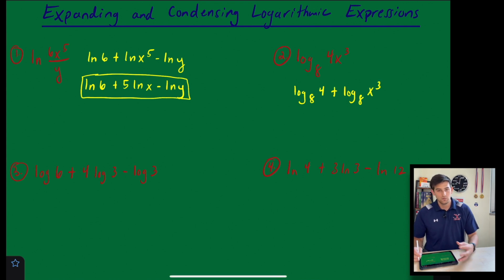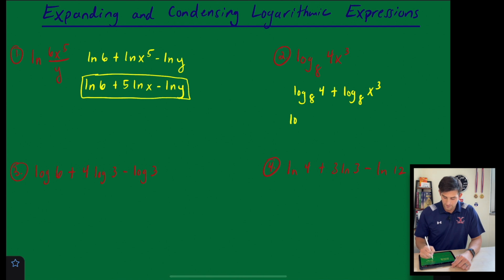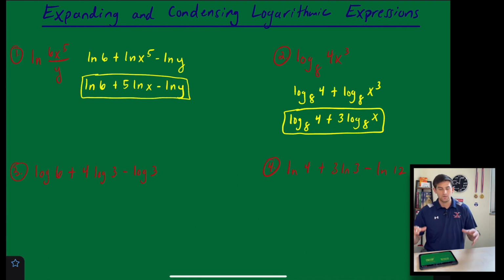Now log base 8 of 4, we're good there, but notice we have log base 8 of x cubed, so we can bring that exponent of 3 to the front of our log base 8 of x. So our final expansion would be log base 8 of 4 plus 3 log base 8 of x. All right. So that's how we can expand some logarithmic expressions.